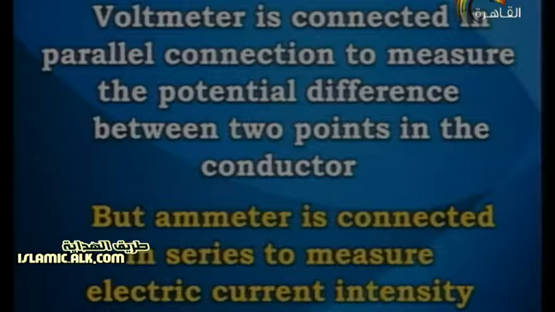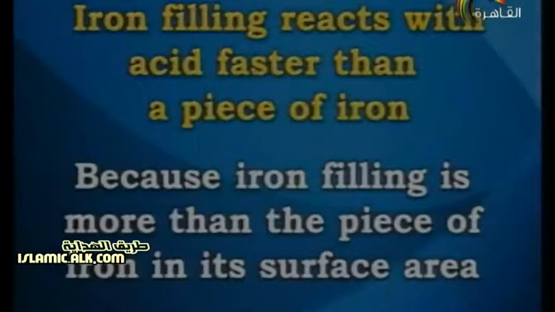So the ammeter I use to measure the electric current intensity of the whole circuit. But the voltmeter, I need to measure the voltage or the potential difference between 2 points, any 2 points of the circuit. Even the 2 points could be before the lamp and after the lamp, or before the battery and after the battery.